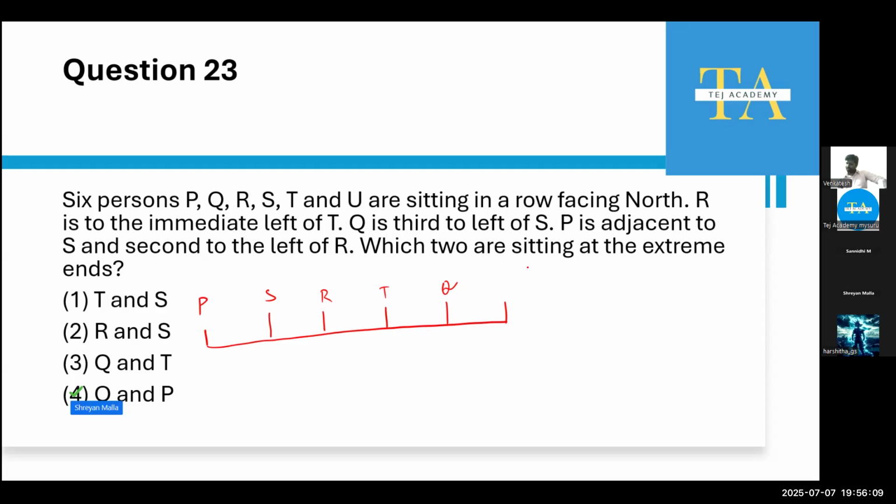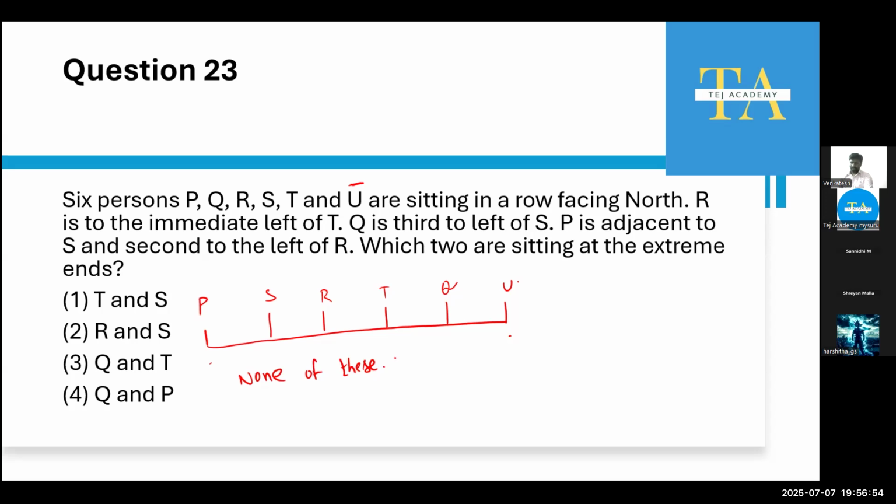That person is U. So which are in the extreme ends? So extreme ends is one is P and another one is U. This is also none of this. Okay, but they haven't given U information. This person's information is not at all given. That means U will be placed at an extreme, either left or right. So this is also none of this. There is no exact answer to this question.